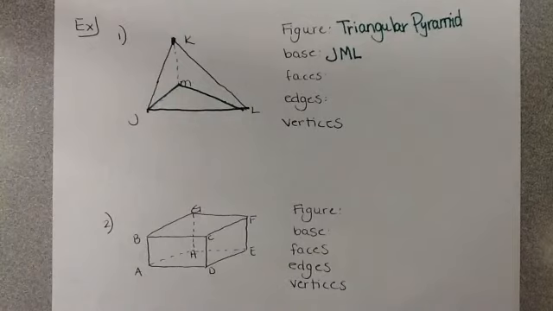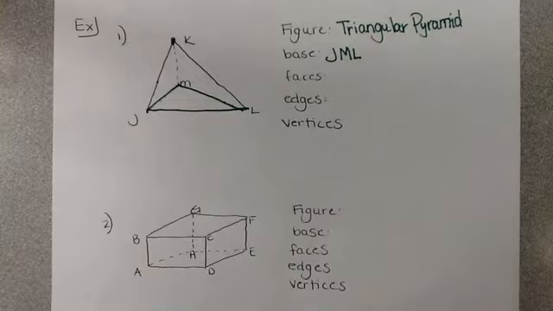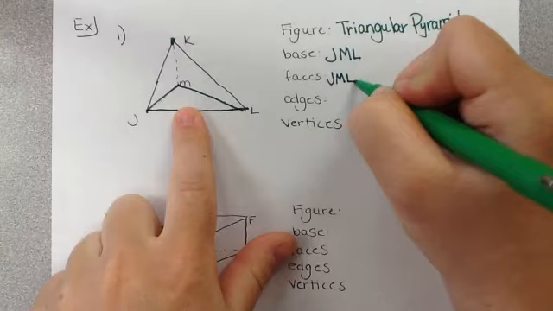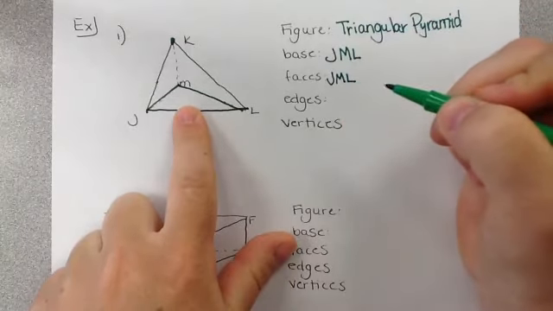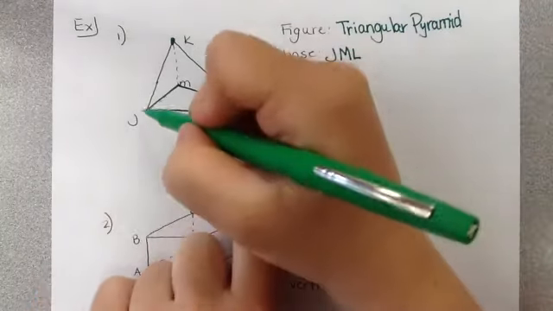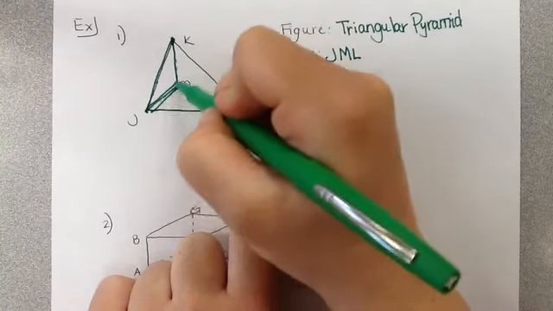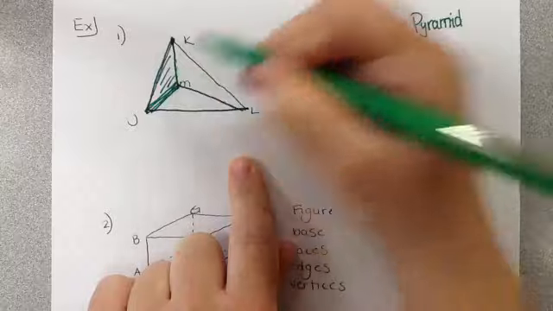The faces, then, we have to list all of them. There are 4. So again, I have the bottom one, JML, that we just did. What's another side of this figure? JKM, right here.